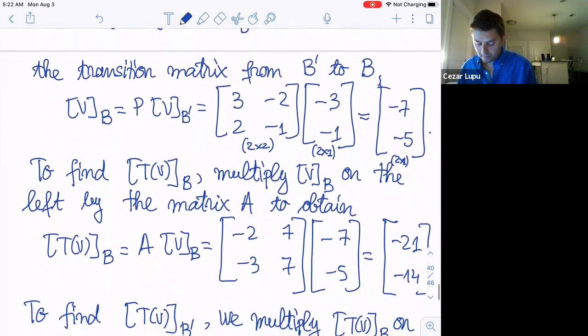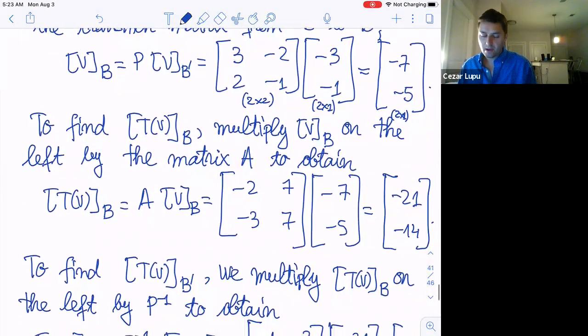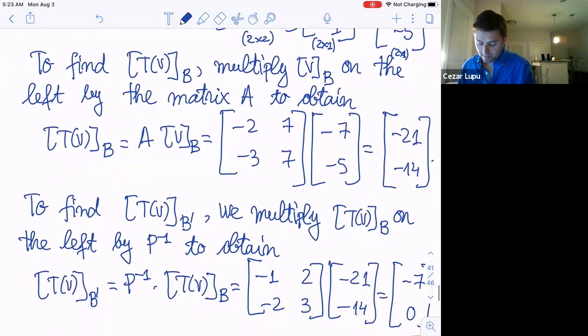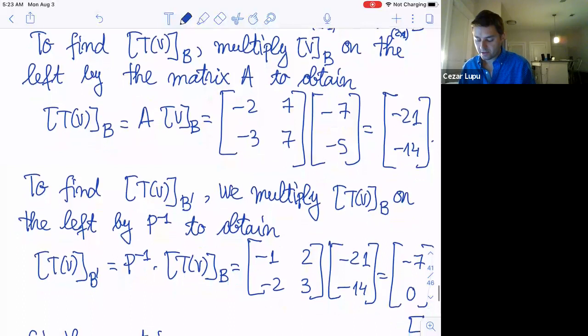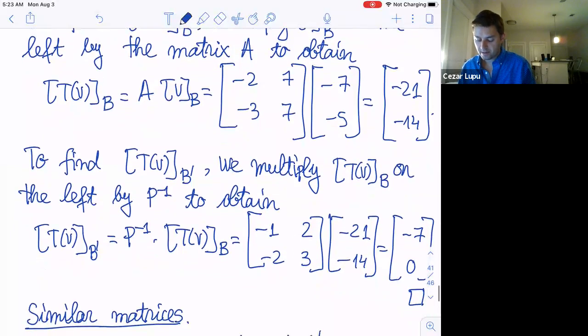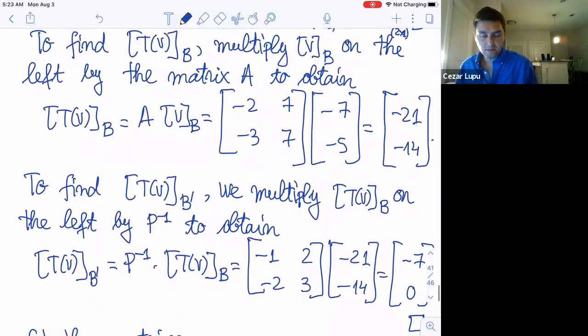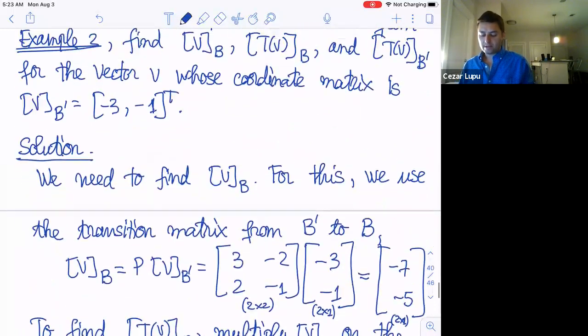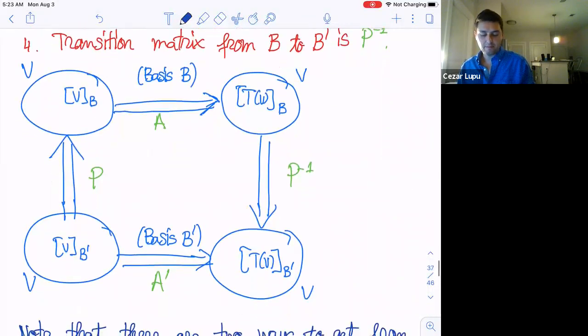And now we want to find T of V relative to B prime. We do the same thing. We multiply T of V relative to B on the left by P inverse. Again, the same story, just a multiplication of matrices, a 2 by 2 multiplied by a 2 by 1, and it will give us this matrix. This was pretty straightforward, and it boils down to this picture. Keep in mind this picture.